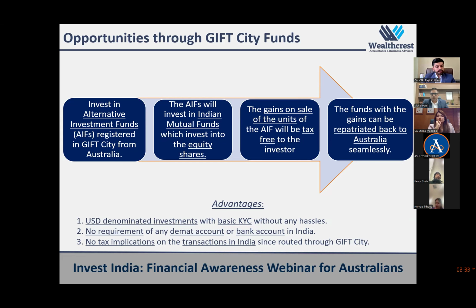The advantages which we discussed are: number one, it's USD denominated, basic KYC requirement, no requirement of entering into any formalities or compliances of opening a bank account or a brokerage account in India, and most importantly, no tax implication for any kind of capital appreciation that might occur from these investments into the lucrative Indian stock market, which all of us, not just persons of Indian origin, but everyone practically these days wants to take exposure to, considering the kind of robust growth that the Indian economy is witnessing.